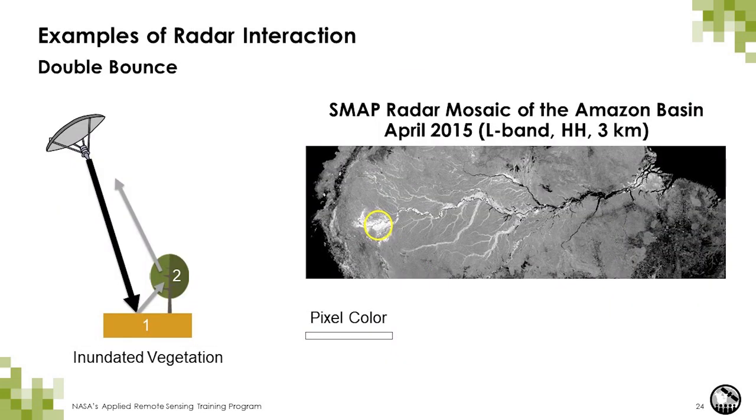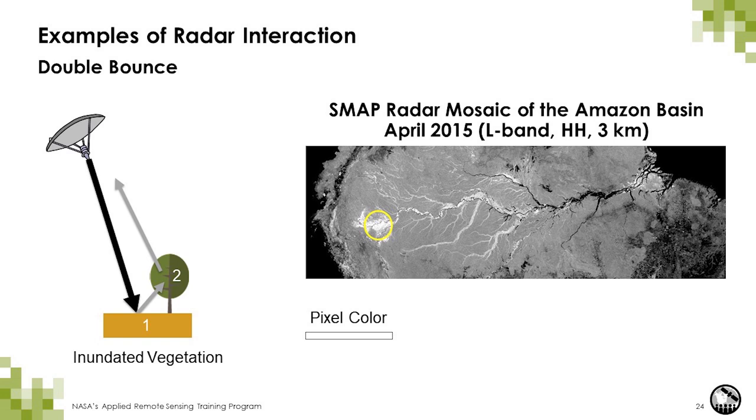So this example shows double bounce, delineated by the yellow circle on this SMAP radar image. And this is an inundated forest, meaning that the trees are standing in water. The reason that the signal is so strong is because it bounces off the water, which is a specular reflector, onto the tree trunk or other components of the tree, and then bounces back to the satellite. And so a large amount of that incoming energy is reflected back to the satellite. And that's why these areas appear very, very bright.